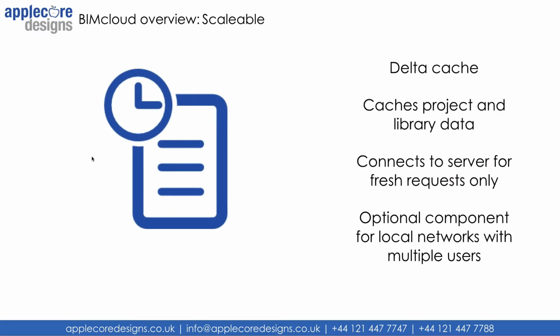An optional additional component is called the Delta Cache. This is meant to ease the network traffic that is generated through these communications. This is a local component that will be installed on the local network, which basically takes the load off the server by caching information that has been accessed. So any kind of information only needs to be accessed once from the server by location, regardless of the number of users at that location.